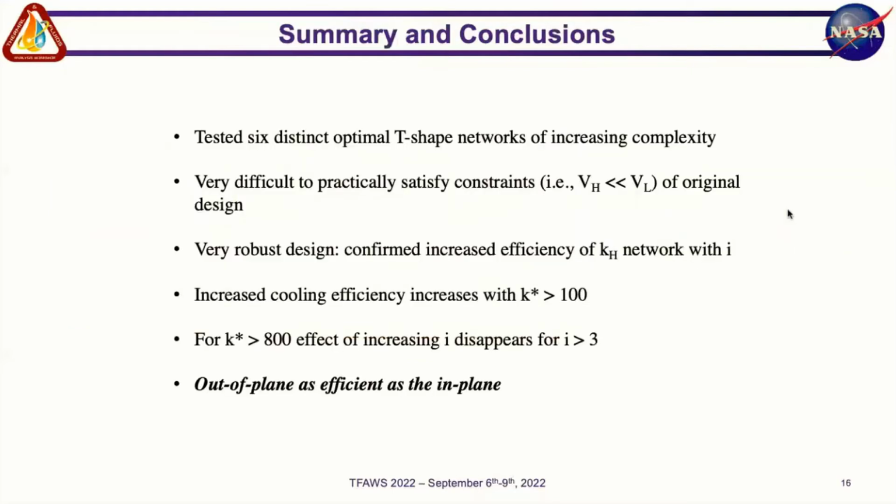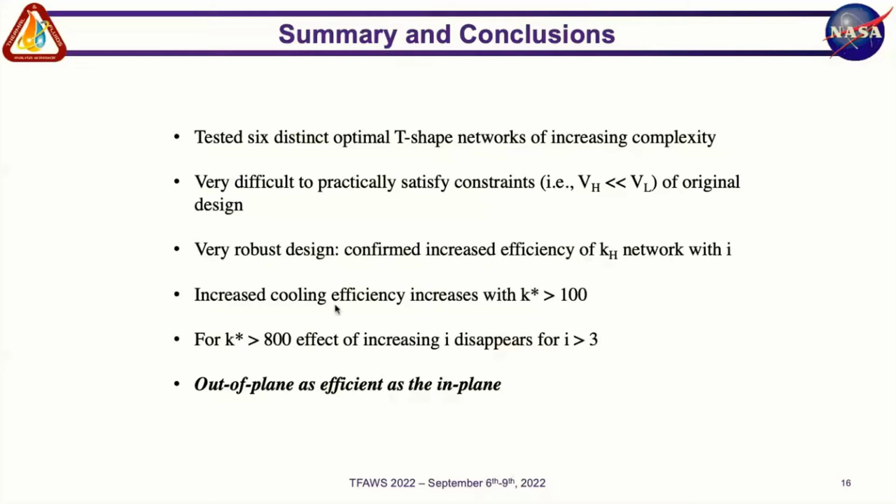All right, in terms of summary and conclusions, we tested 6 distinct optimal T-shaped networks for increasing complexity. It is very difficult to practically satisfy the geometric constraints that we have in this problem of the original design. The design has been shown to be very robust. Our structures do not satisfy all the requirements that we have. Our high thermal conductivity volume, for instance, is not much smaller than the original volume. It's in fact almost comparable. It's a factor of 2, 3, 10, but it's not much, much smaller. Nevertheless, the structures perform extremely well.